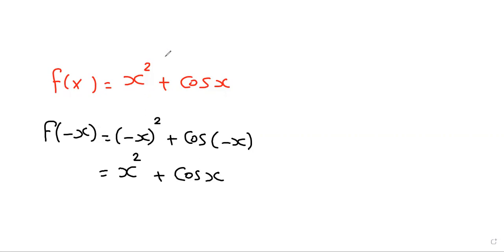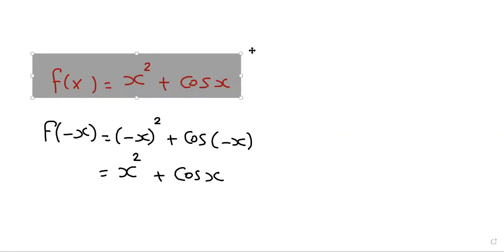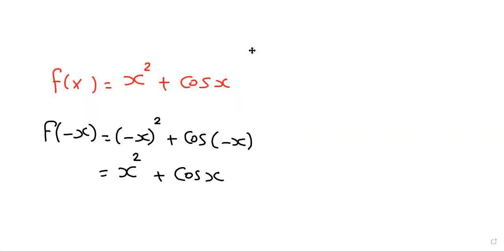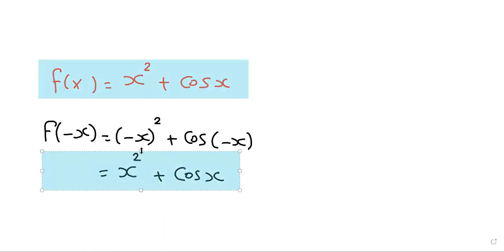So you ended up with what? The same as f of x. Are they the same? Yes. So this function, we can say simply, is even. Now, because f of negative x is the same as f of x, this function is even. Did you get it? Yes. Okay, let's ask Yusuf.